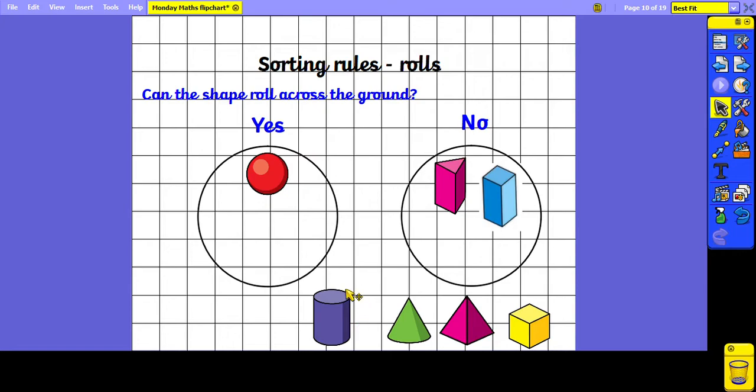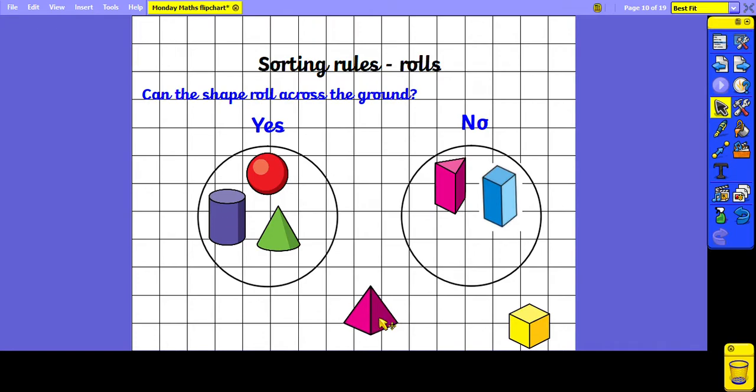The cylinder has got a curved face all the way around, so that one would roll. And the same with the cone, it's got a curved face all the way around. The pyramid has only got flat faces, that one would not roll. And the same with the cube, it has only got flat faces. Okay, so these ones can roll and these ones cannot.